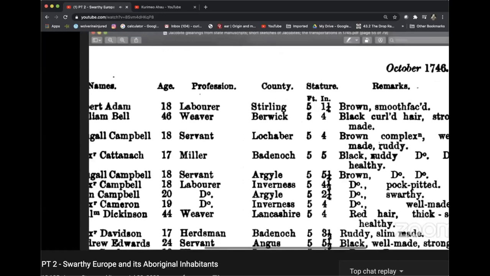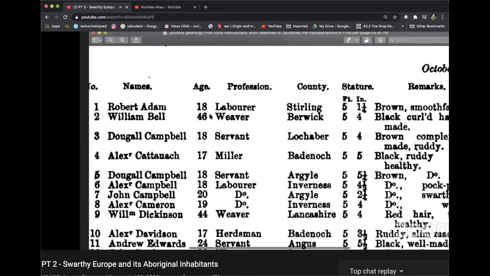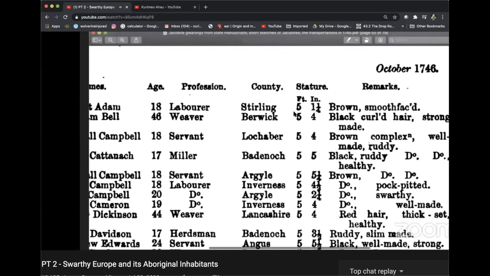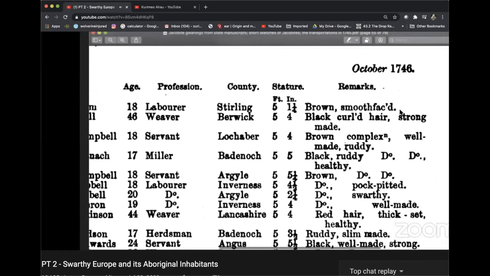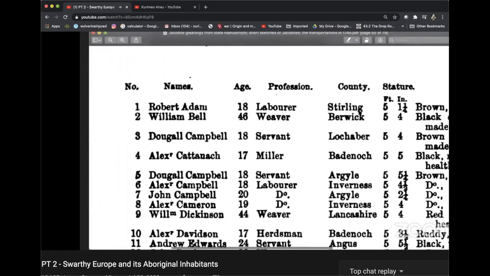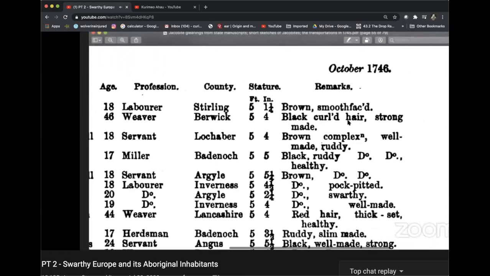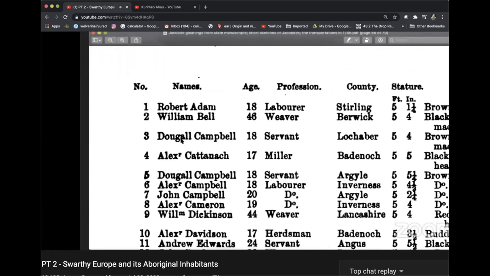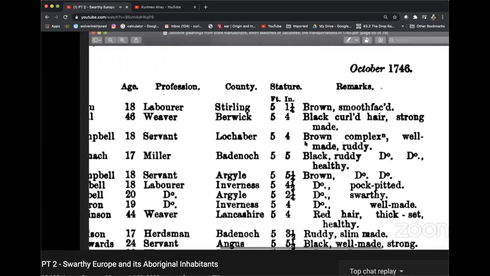Number one, just for example: Robert Adam, 18. He was a laborer. County, he's from Stirling. He was 5'1", very short. He's brown, smooth face. William Bell, 46, weaver, Berwick, 5'4". He's black, with curled hair, strong made. Dougal Campbell, servant, Lochaber, 5'4". He's also brown complexion, well made and ruddy.